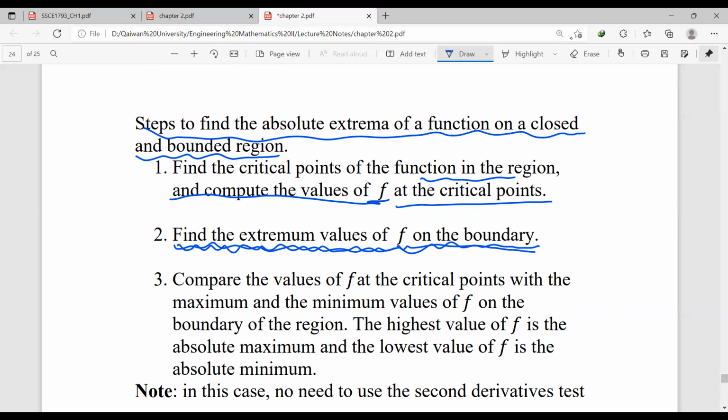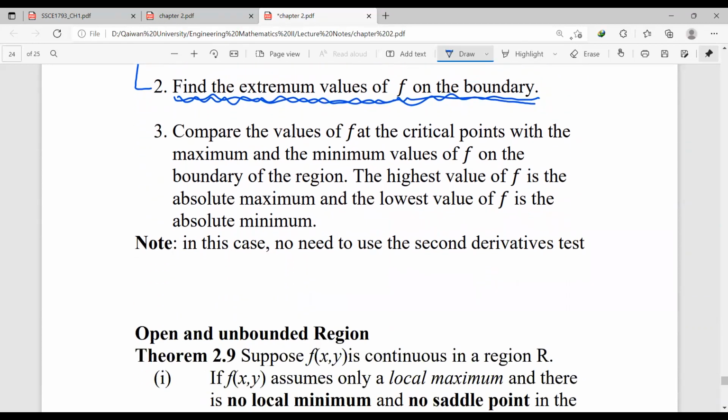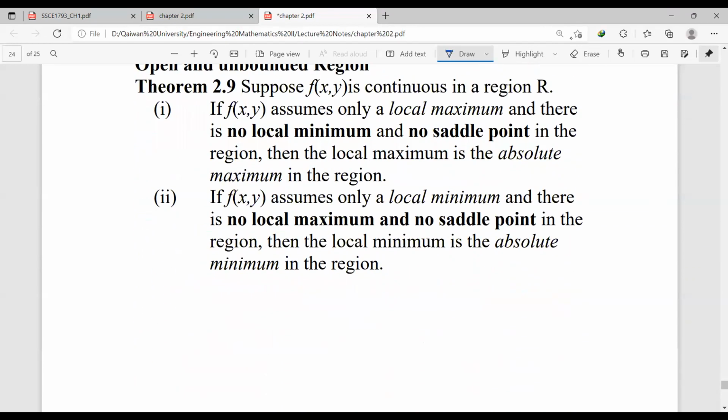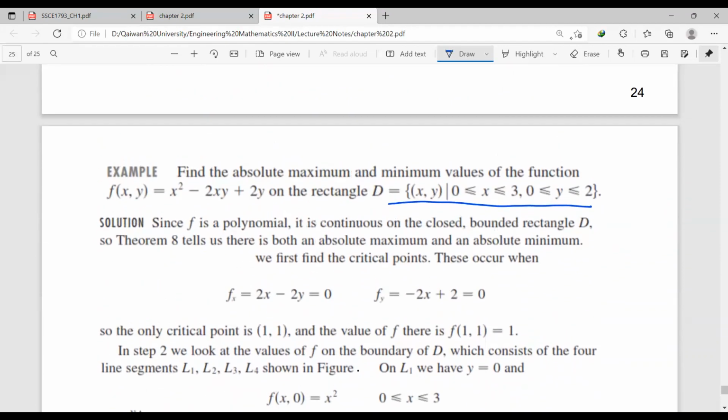And then after finding these, we are going to compare the values that you get in steps one and two. The greatest one is the absolute maximum, and the least one is the absolute minimum of the function on the region. That's all. That's step three. We just compare the points. Let's return to the example we have been given.